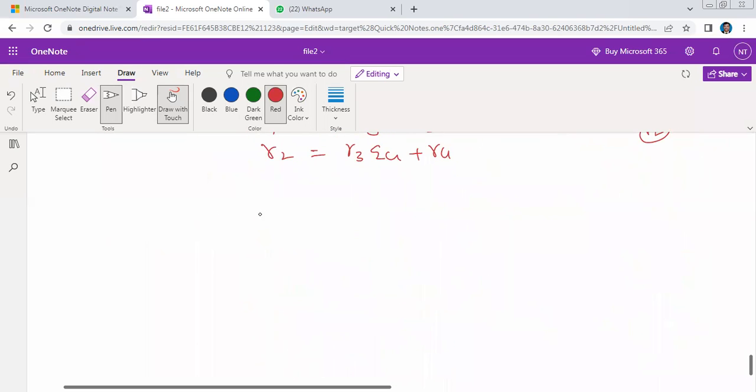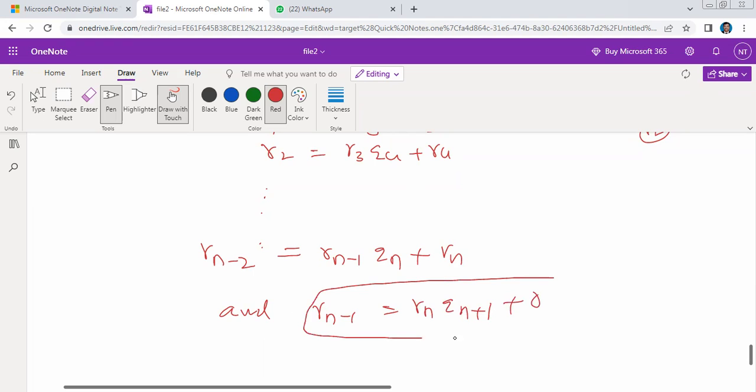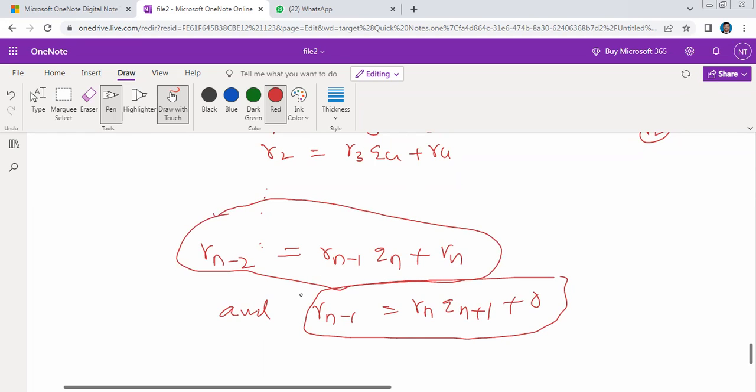Now I am giving one relation. After continuing this process, finally we get rn minus 2 is equal to rn minus 1 qn plus rn, and rn minus 1 is equal to rn into qn plus 1. The remainder is 0. These are the relations for the Euclidean algorithm. I am giving one small example for that. This is known as the Euclidean algorithm.